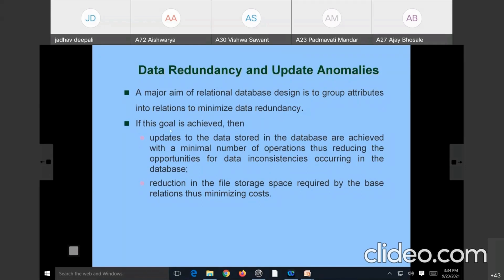So if this goal is achieved, if we minimize the data redundancy, then it is easy to update the data which is stored in the database, and it reduces the file storage space required by the base relations, thus minimizing the cost. So if we achieve this goal, minimum data redundancy, then the storage space required is very less, or we minimize that storage space. That's why it minimizes the overall cost of the system.